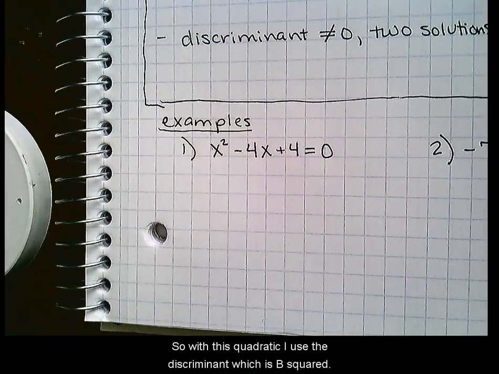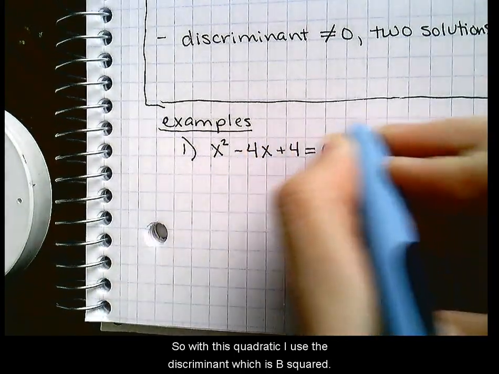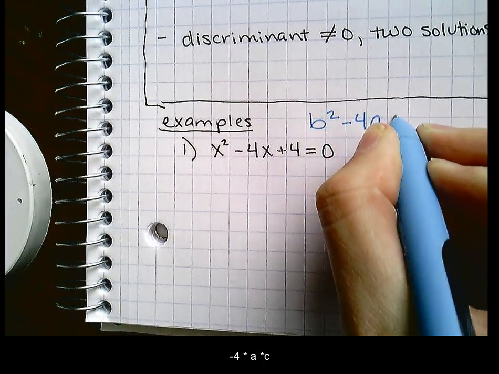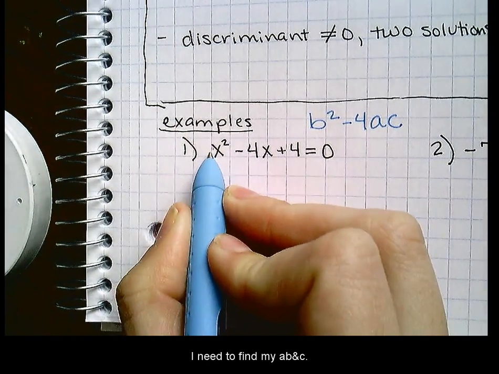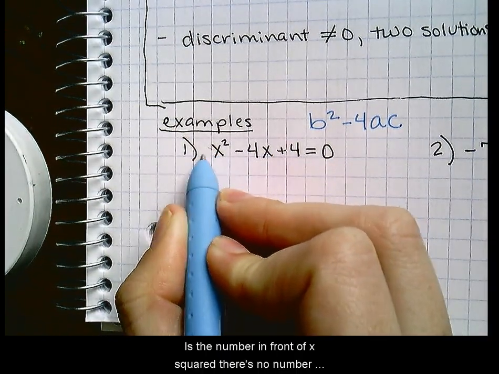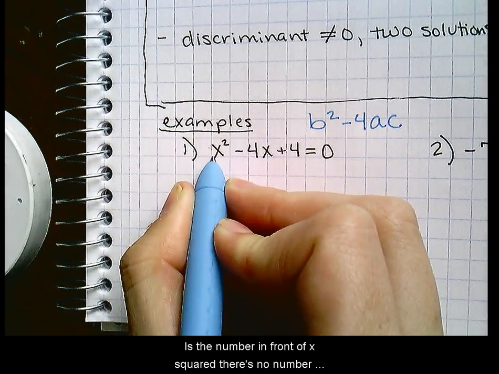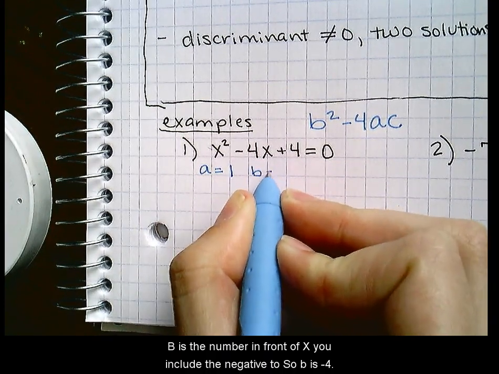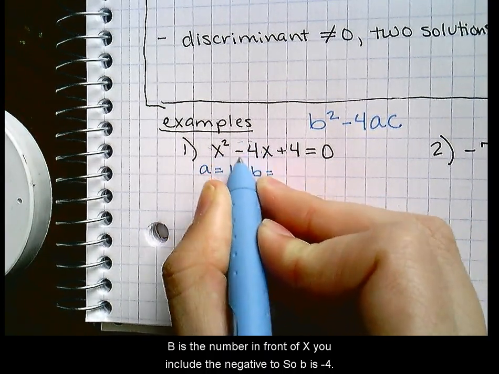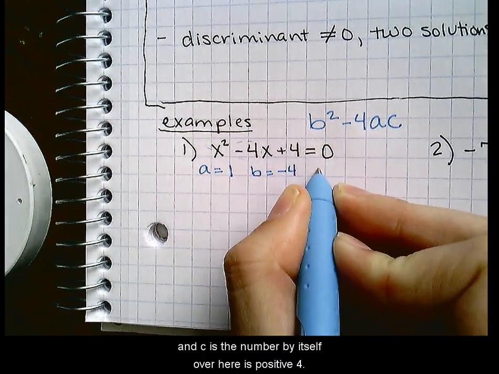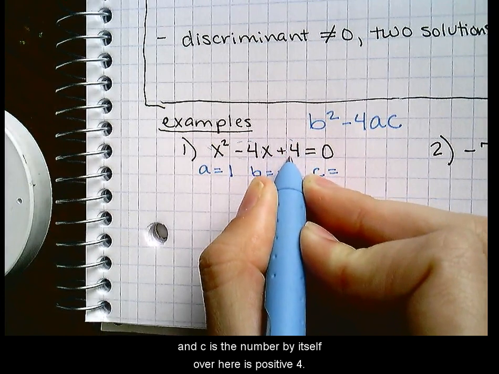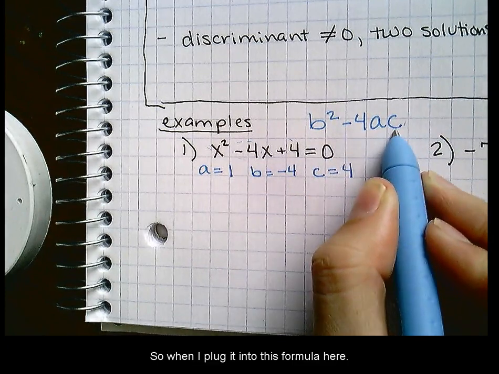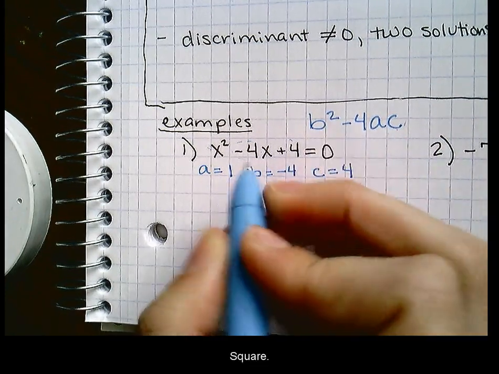So with this quadratic, I use the discriminant, which is b squared minus 4 times a times c. So I need to find my a, b, and c. A is the number in front of x squared. There's no number here, which means a is 1. B is the number in front of x. You include the negative, so b is negative 4. And c is the number by itself over here. It's positive 4.